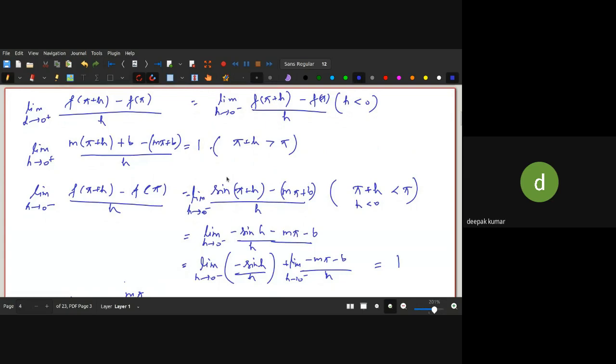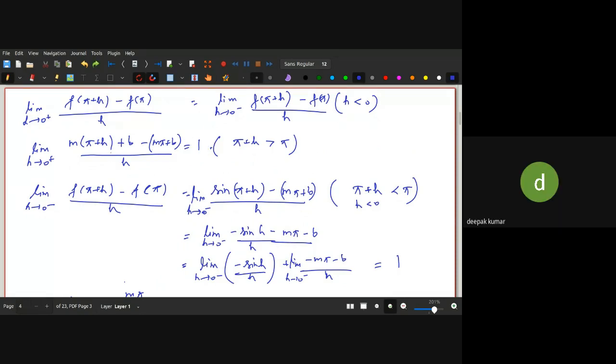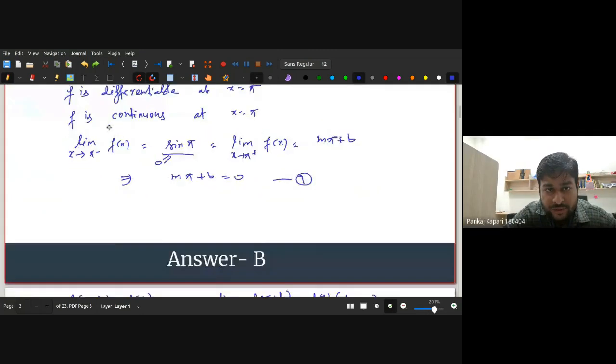Sir, I think this limit is wrong here. Yes, that was the problem, I think. Sir, can we do it like this? Okay, let me first solve this, then I'll answer you.